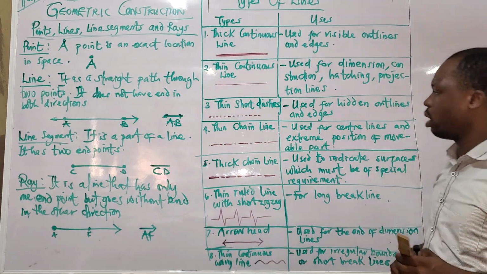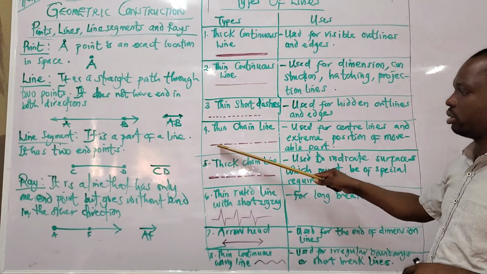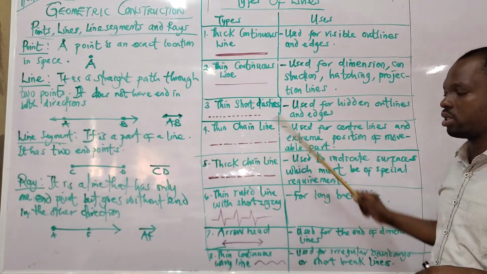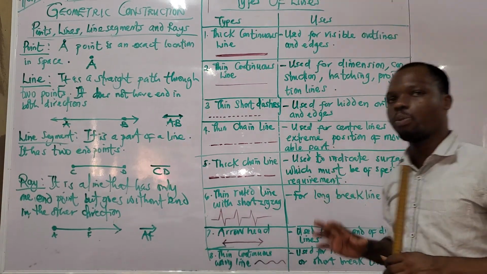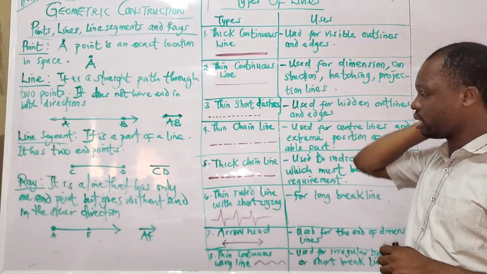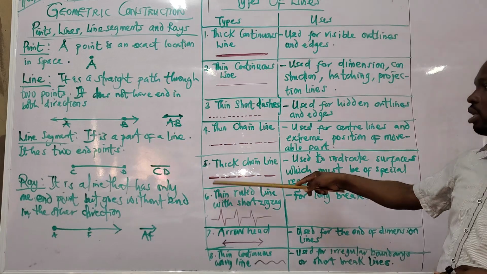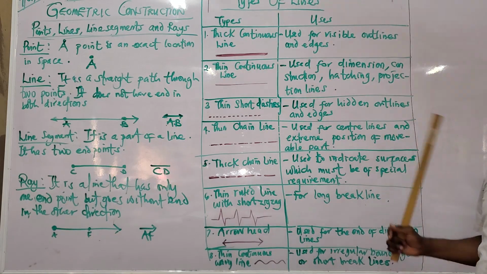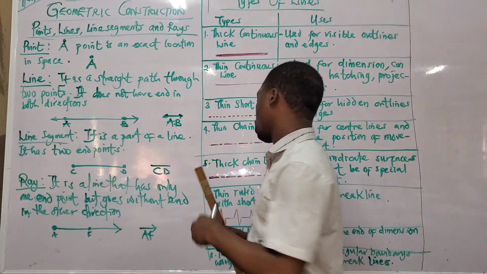Then another one, we have the thin chain line. You can see we have one long, one short, one long, one short. This is thin. It is used for center lines and extreme positions of movable parts, the parts that can be moved. Another type of line is the thick chain line. You can see it is thicker than the thin chain line. This is used to indicate surfaces which must meet special requirements.